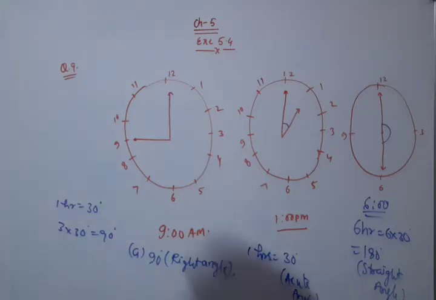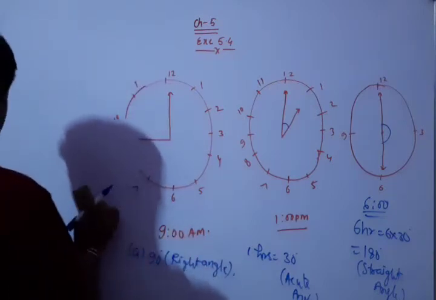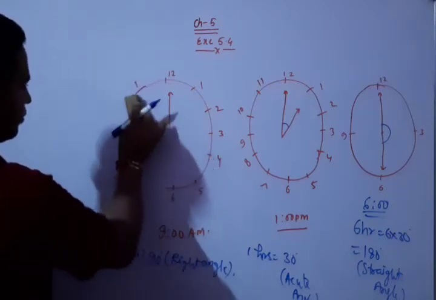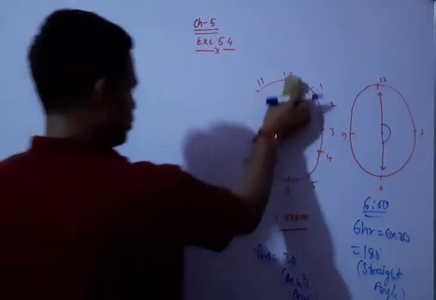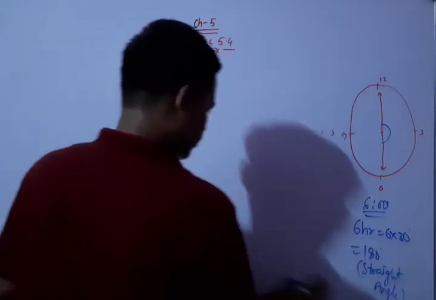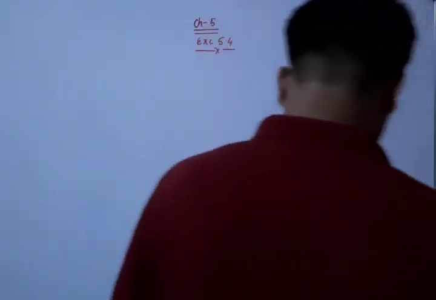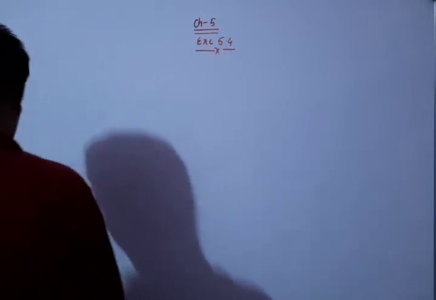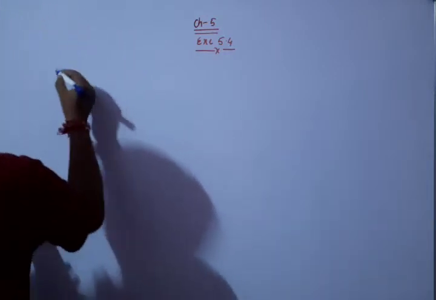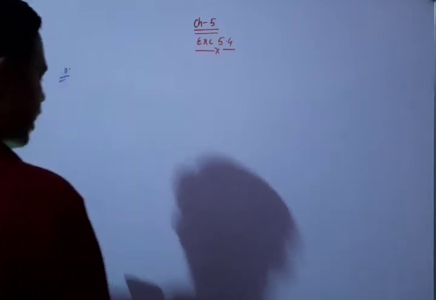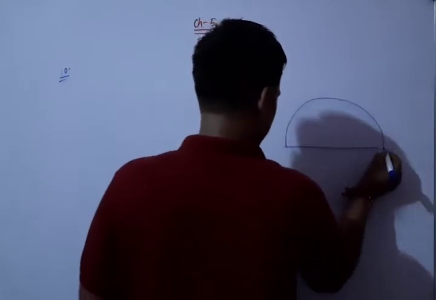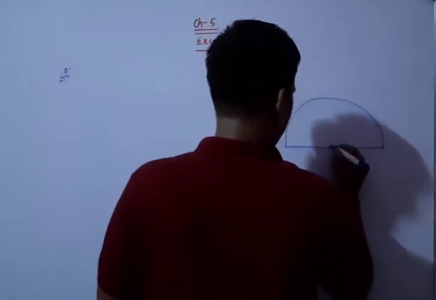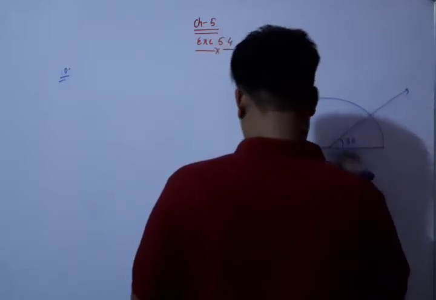Now moving to the next question, that is question number 10. What is question number 10? Let us read it. In the figure, the angle measure is 30 degrees. In question number 10, a figure is given whose angle measure is 30 degrees. This is the figure and the angle measure is 30 degrees.